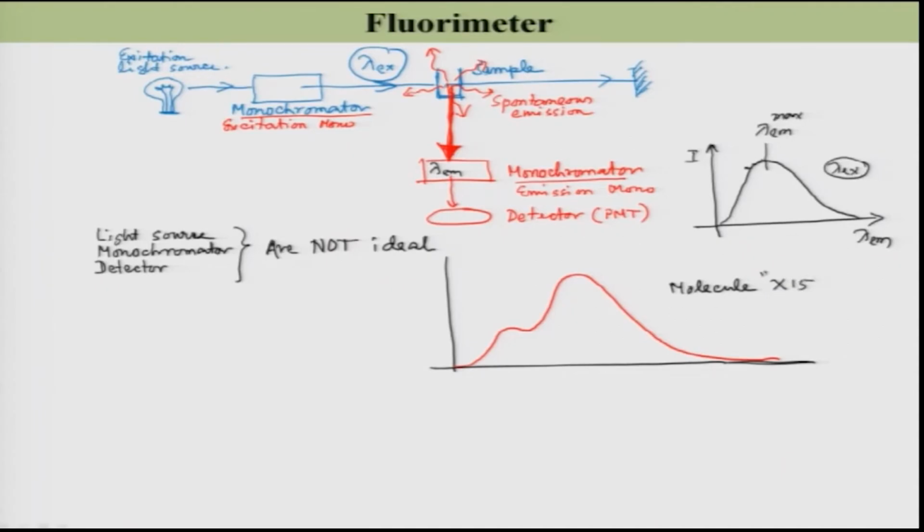Let me write a few wavelengths over here. This is for molecule X15, I just named it like that, any name does not matter. This is 450 nanometer, this is 470, 490, 510, 530, 550, 570, 590, and this is 430. So, this is the intensity versus lambda.